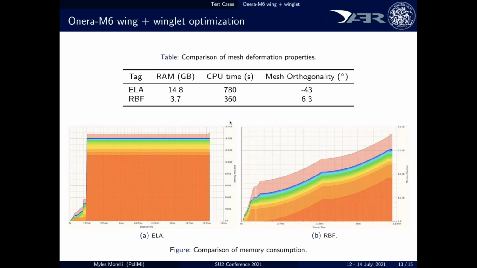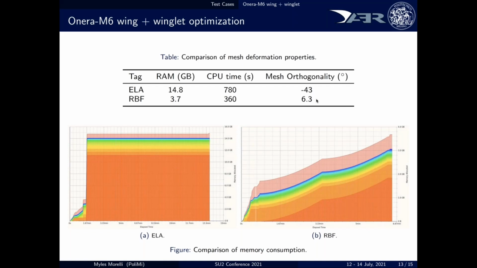We recorded the memory allocation during the deformation process of the non-planar wing after just one step of the design loop. We did it with the old framework and with the new one. The old framework required 15 gigabytes of RAM. Instead, RBF only 3.7 and took half of the time. And it preserved the quality of the mesh, the orthogonality of the mesh, way better. This is why we were able to make the optimization converge instead of stopping it after just a few iterations.